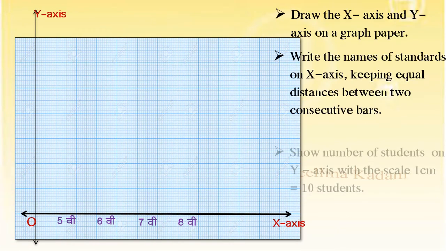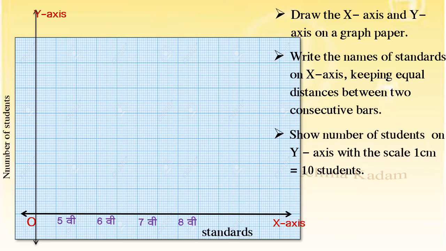Next step, show number of students on the y-axis with the scale 1 centimeter equal to 10 students. This is given. First of all, on the right hand side of this graph paper, write the scale. Scale on y-axis is 1 centimeter equal to 10 students. So mark this.